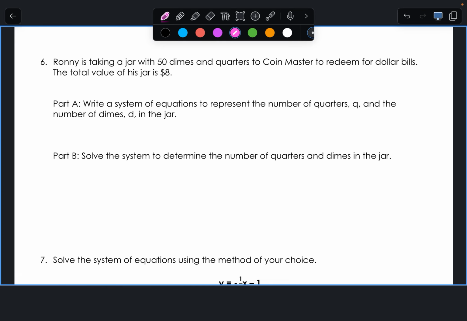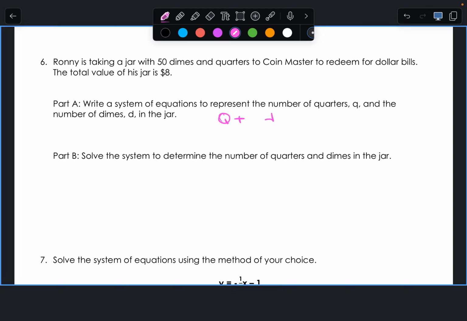Number 6. Oh, and to get rid of that, you press clear twice, because if you only press clear once, it won't get rid of that triangle. You've got to press it twice. Okay, number 6, you're writing a system. This system is talking about what? What are my 2 variables here? Dimes and quarters.